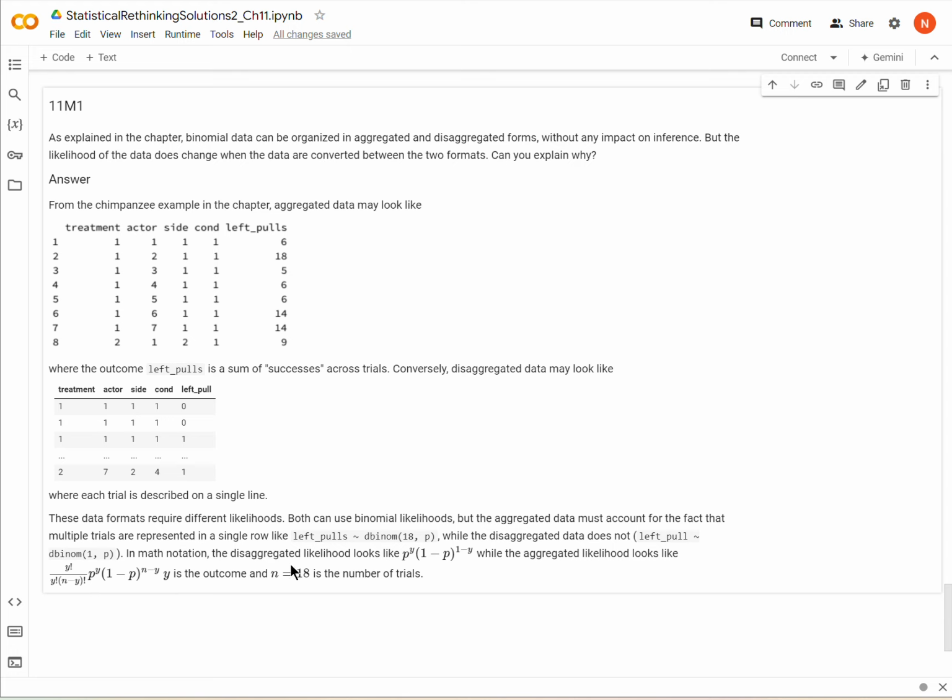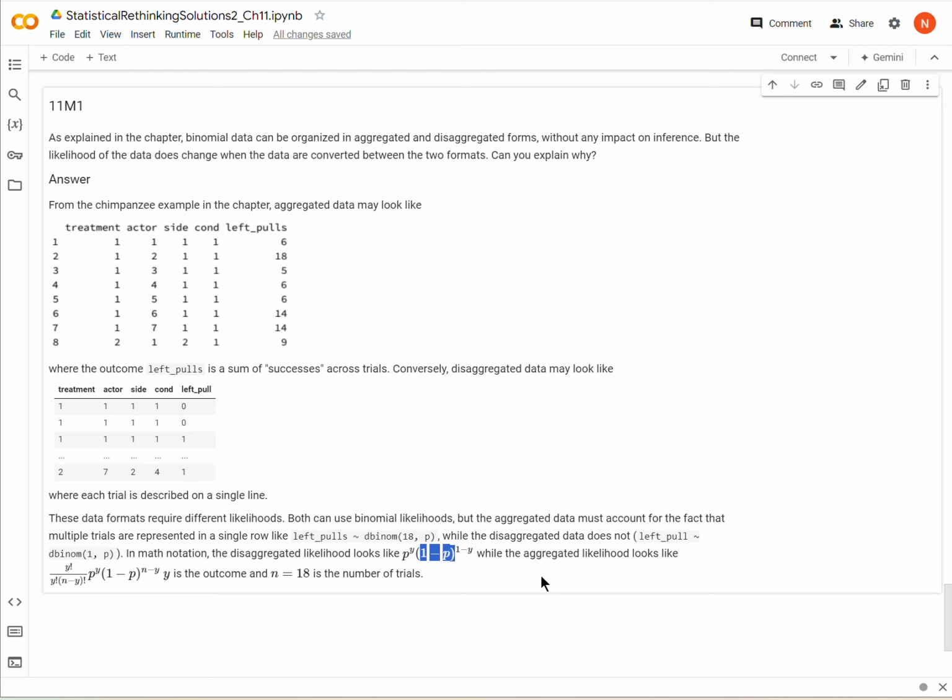In math notation, this will look like the following. In the disaggregated data, so we're in this case here, our likelihood looks like this. It's p to the y, where y is the outcome, 1 or 0, times 1 minus p to the 1 minus y power. So if there's a success, then we have p. If there's a failure, then we have this term right here.